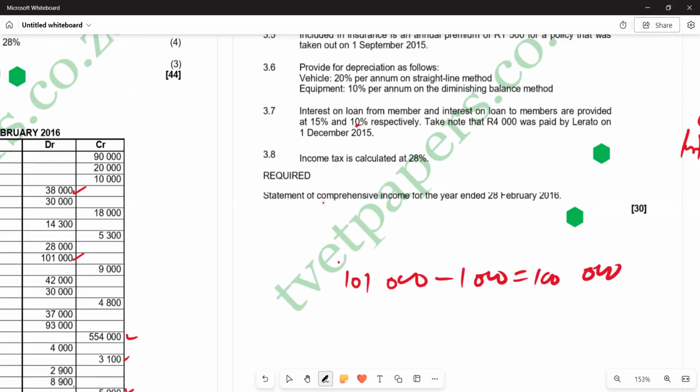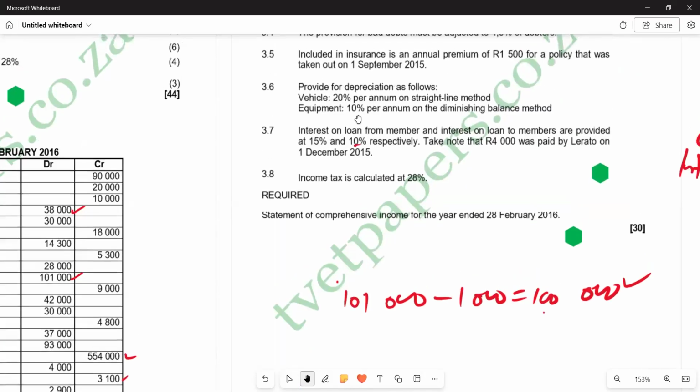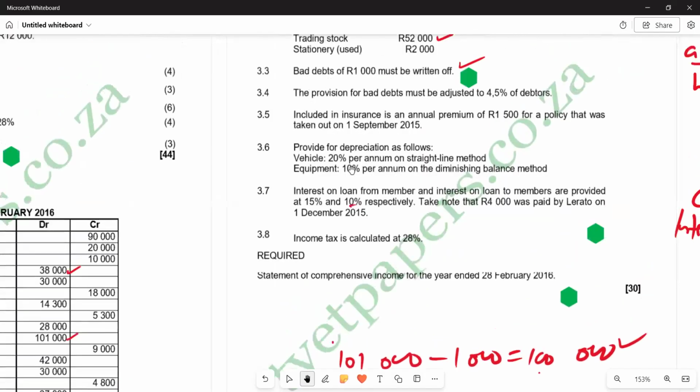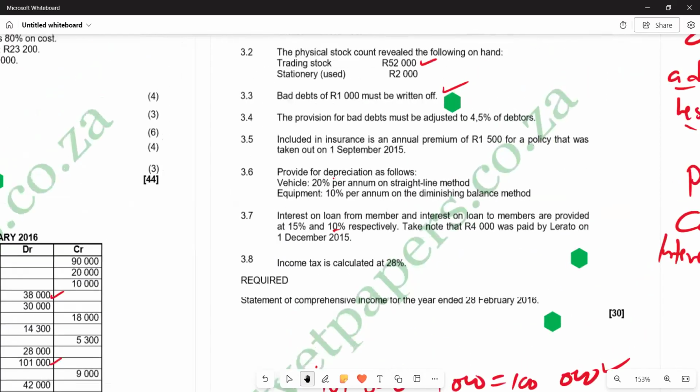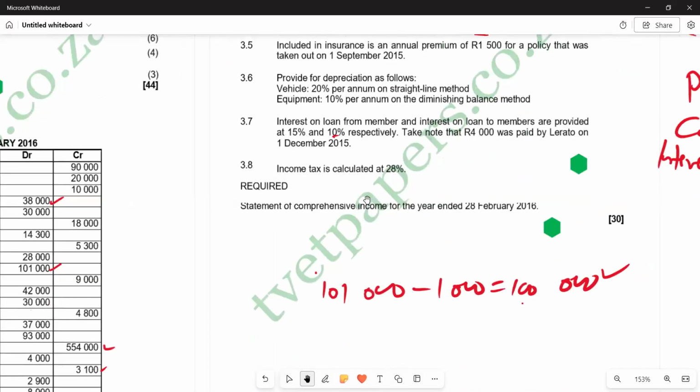So this is the net debtors figure after removing the ones that were written off as bad debts or credit losses. We now go to the point where we are given the rate for calculating provision for bad debts here. The provision for bad debts must be adjusted to 4.5% of debtors. So we are just going to use the net figure.